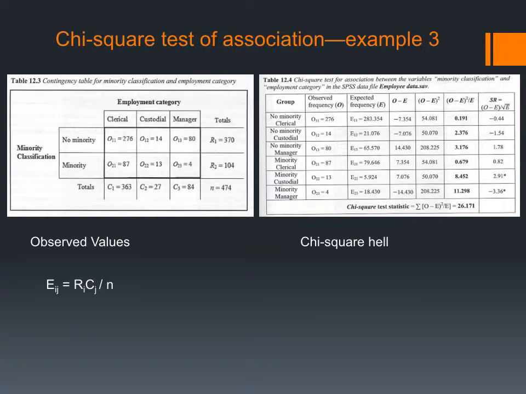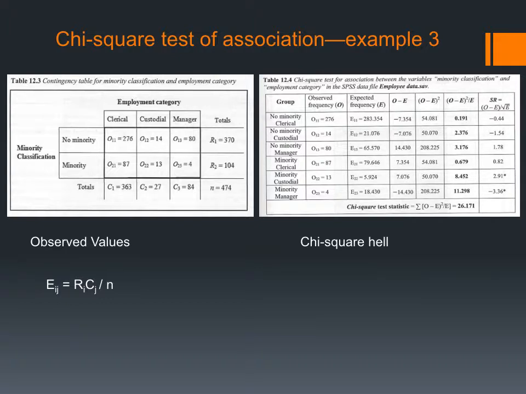So for non-minority, 276 went into clerical, 14 went into custodial, and 80 went into manager. Now look at the minority status. There were only 4 individuals who went into manager. 13 went into custodial, and 87 went into clerical.